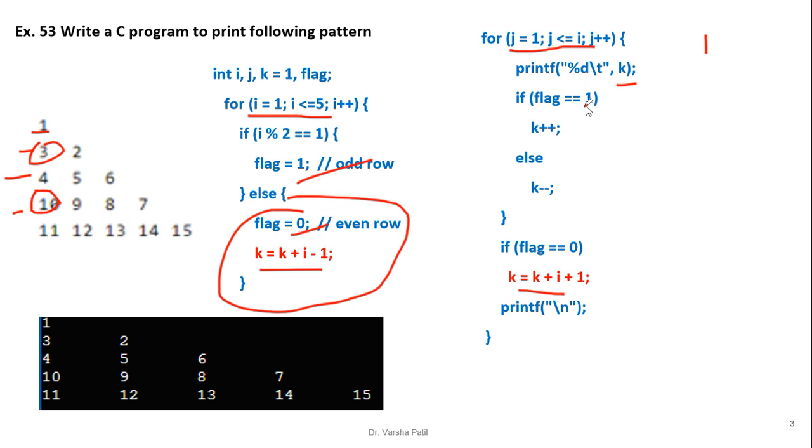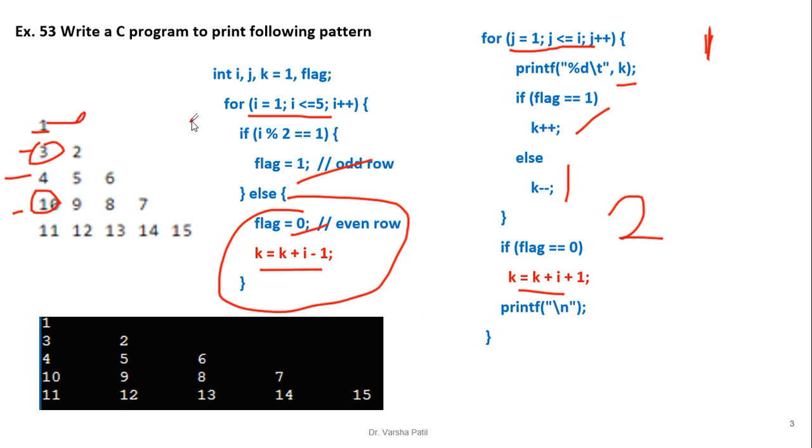And as flag is equal to 1, that is nothing but an odd row, so in the odd row we are going for an increment. See the odd rows, 4 5 6, 11 12 13, we are going to increment. So if flag equal to 1, k plus plus, else k minus minus. Now here we incremented, k 1 is printed on the screen. Now k gets incremented, k becomes 2. Next time the flag is not equal to 1, so we will skip here, only the slash n is there, it will come to the next line.